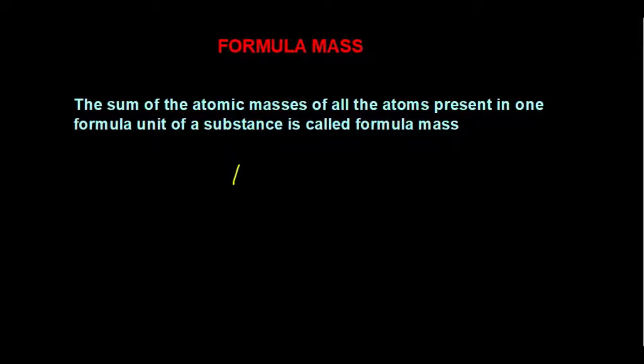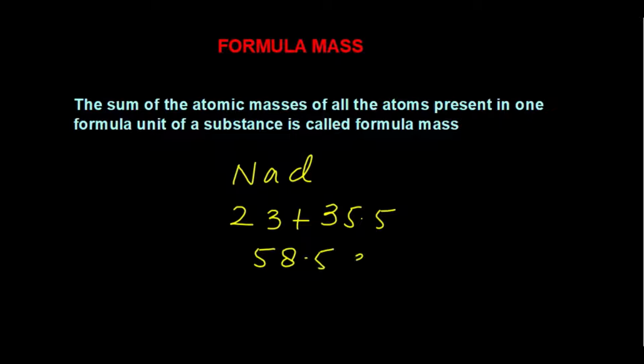The first example is, we are asked to calculate the formula mass of sodium chloride. How can we calculate the formula mass of sodium chloride, having the formula unit NaCl? We know the atomic mass of sodium is 23 atomic mass unit, plus the atomic mass of chlorine is 35.5 atomic mass unit. Now if we add both the quantities, we get the answer, that is 58.5 atomic mass unit. 58.5 atomic mass unit is the formula mass of sodium chloride.